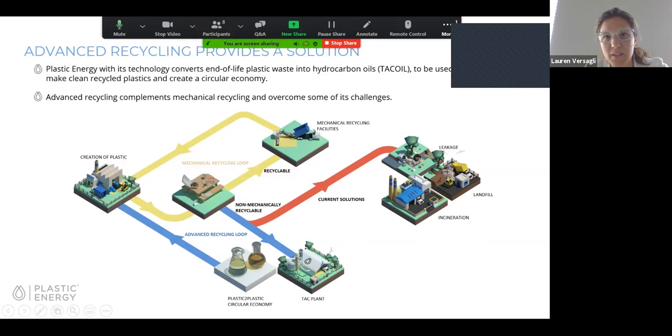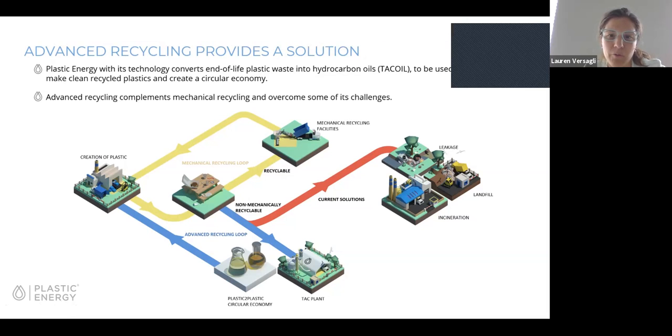Just as a point for the presentation, we call our technology thermal anaerobic conversion. So that's why you'll hear us talk about, or me talk about, a TAC plant or TAC oil. It's just our brand name for the name of our facility and the name of our pyrolysis oil.